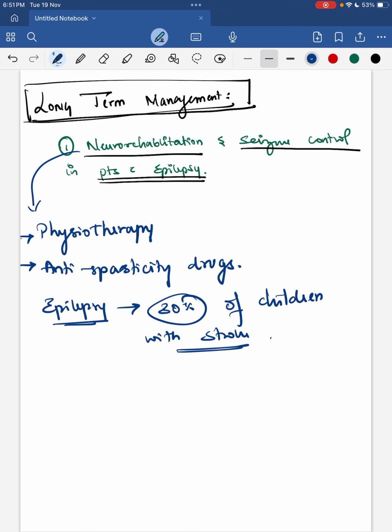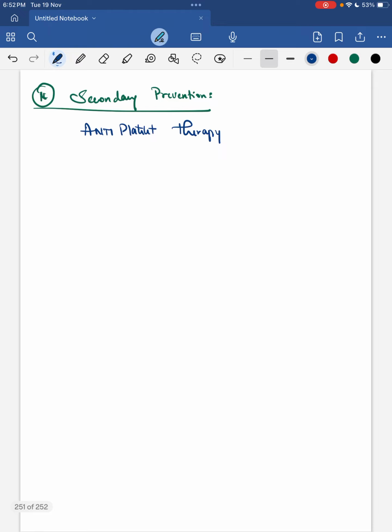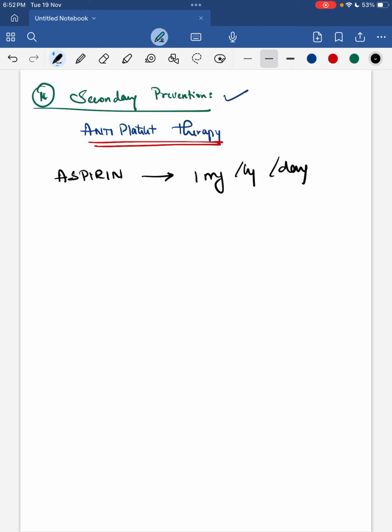In secondary prevention, we have antiplatelet therapy. In antiplatelet therapy, you will be using aspirin tablet at the dose of 1 mg per kg per day for a period of 2 years. This should be used for a period of 2 years. Why is it 2 years? Because it is the highest risk period for recurrence of stroke. So you will be using it for a period of 2 years.